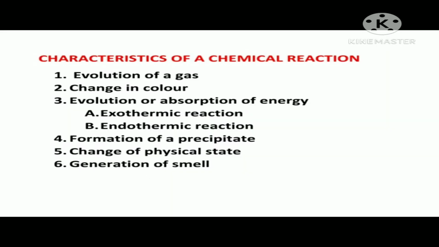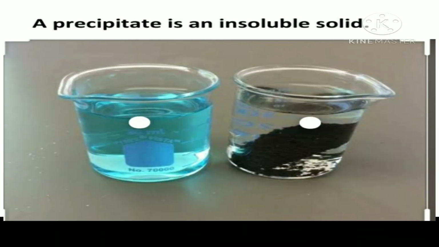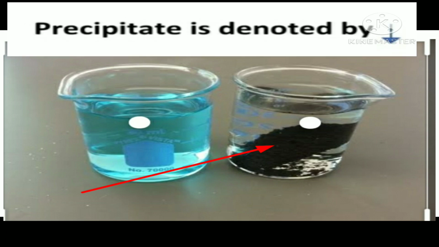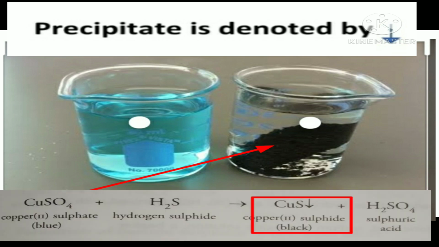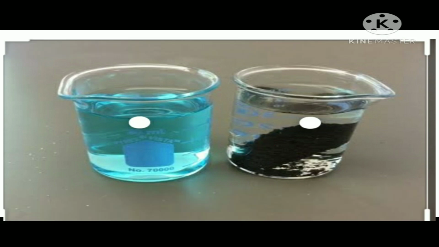The next characteristic is formation of a precipitate. What is a precipitate? Sometimes when two solutions react, they produce an insoluble solid. This insoluble solid is known as a precipitate and it is denoted by a downward arrow. Remember, we had done one equation before where there was a downward arrow in the reaction characterized by color change. So that is also a precipitate. So a downward arrow indicates formation of a precipitate.